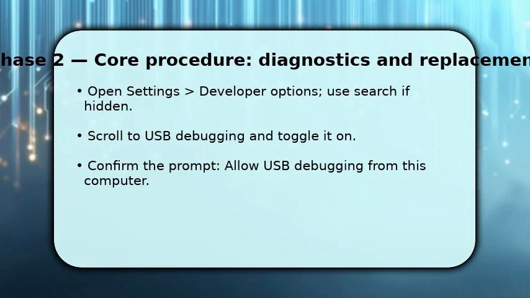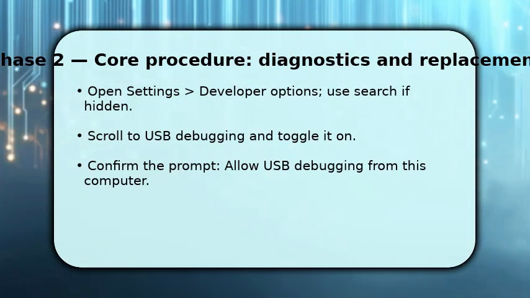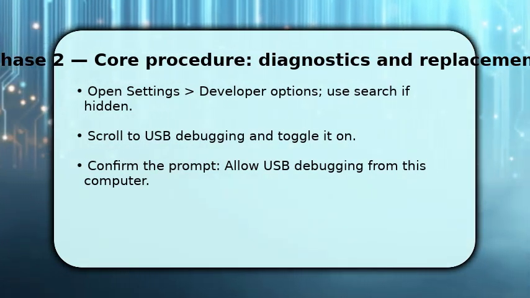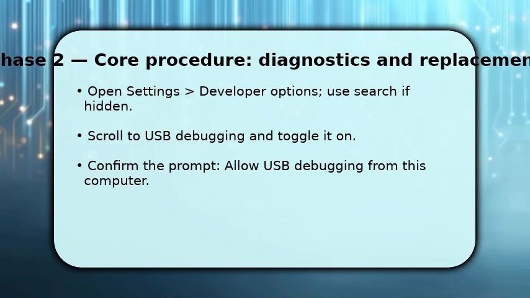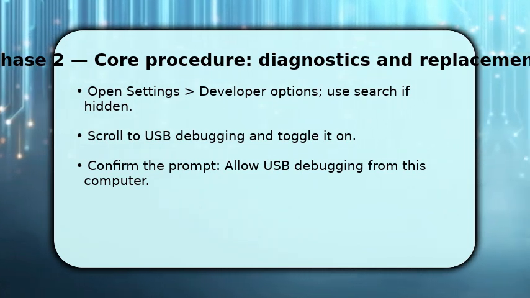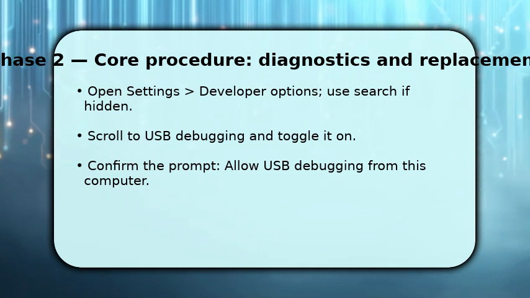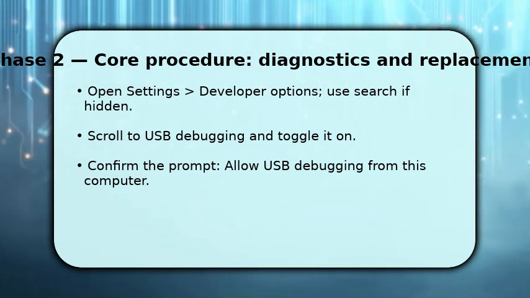Now you enable developer options and activate USB debugging. Go back to Settings and enter Developer Options. If it's not visible, use the Settings search box. Scroll down until you find USB debugging and toggle it on.